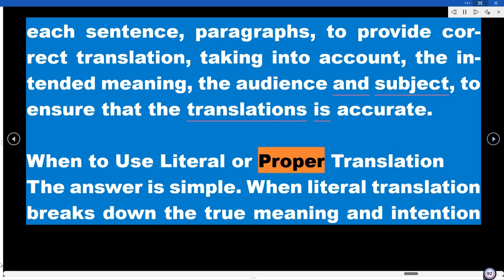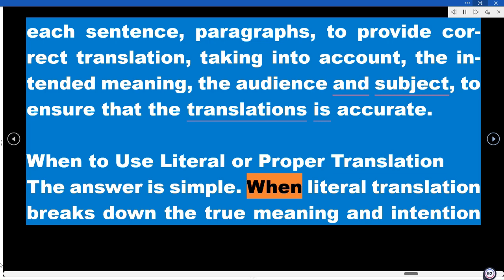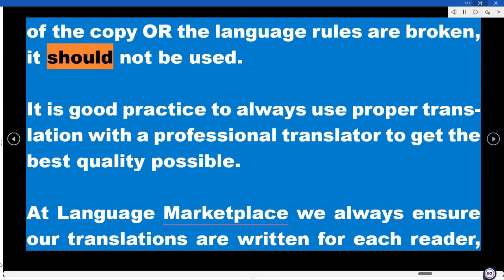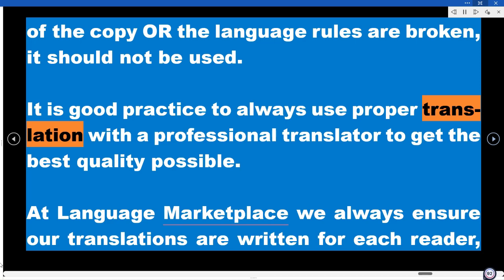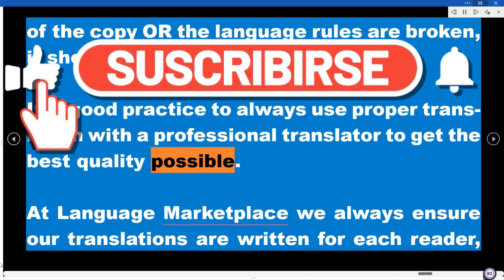When to use literal or proper translation? The answer is simple. When literal translation breaks down the true meaning and intention of the copy or the language rules are broken, it should not be used. It is good practice to always use proper translation with a professional translator to get the best quality possible.